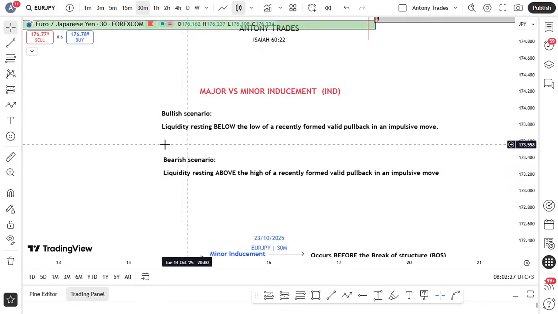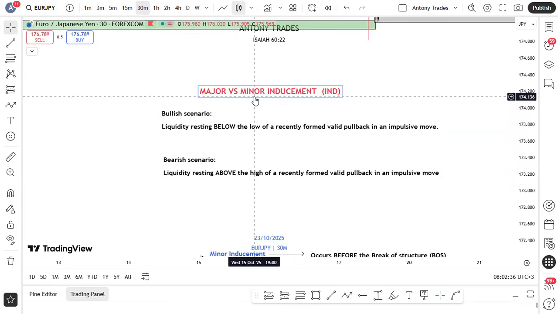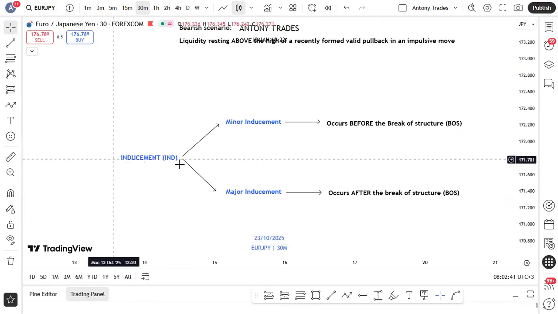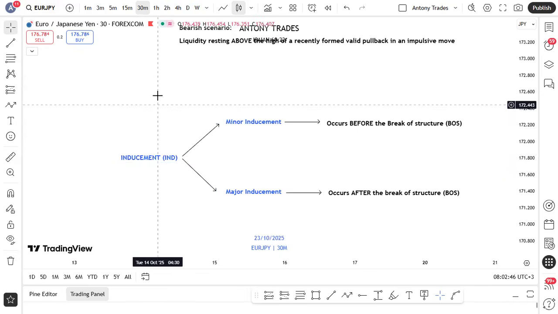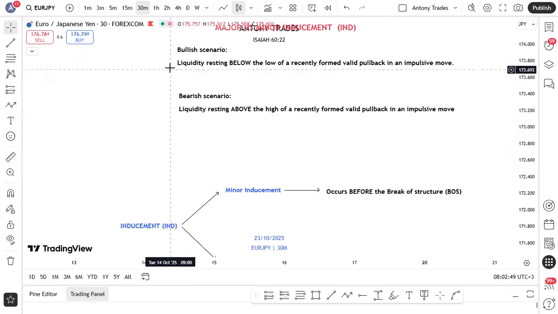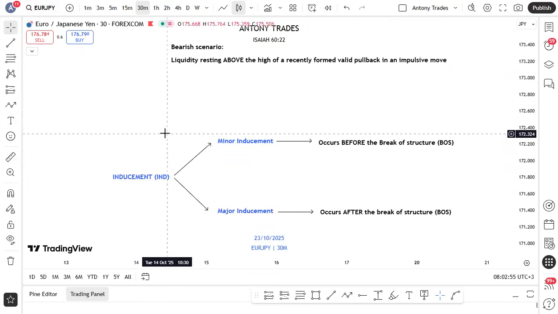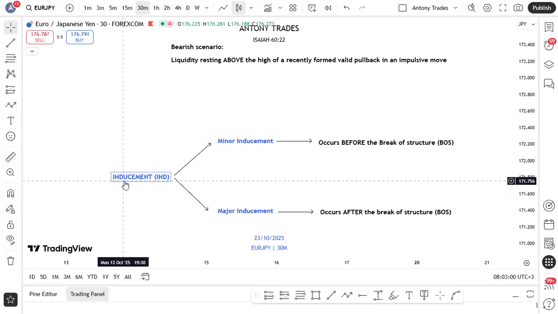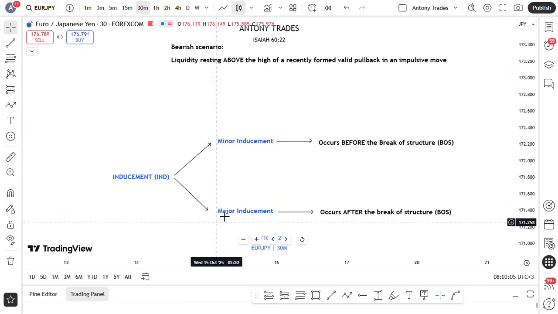Now the question that is ringing in your mind is, how do I differentiate which one is a major inducement and which one is a minor inducement? I have this illustration here. Now that we have defined what an inducement is, and seen the definition in both bullish and bearish scenarios, the question is, how do we identify which one is the minor and which one is the major inducement? Here, the inducement is classified into two: the minor inducement and the major inducement.